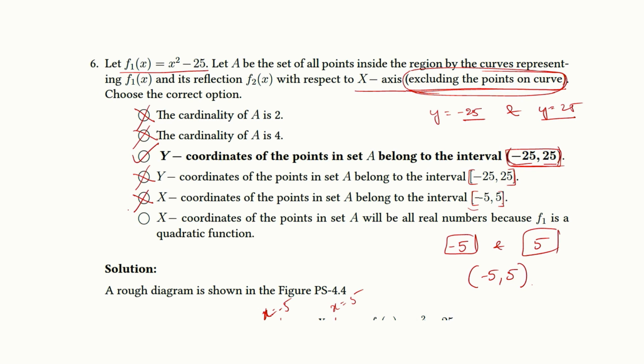Option 6 is also false. The x coordinates of the points in set A will be all real numbers, because f1 is a quadratic function. This is false, because just now we have seen that the x coordinates of the points inside this region will lie in the open interval minus 5 comma 5. It will not be all real numbers. So option 6 is also false. So the answer to our question 6 is option 3.